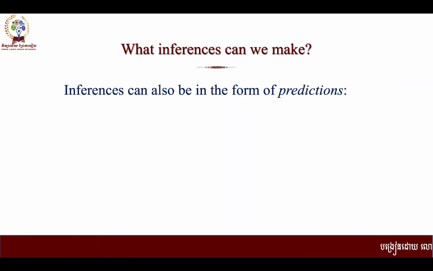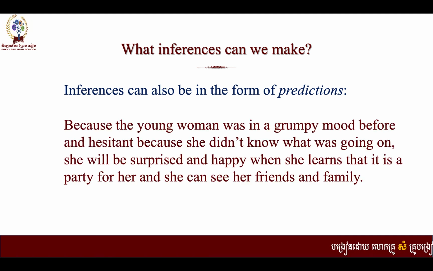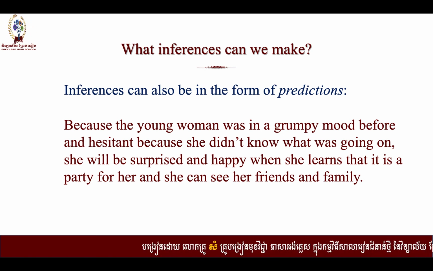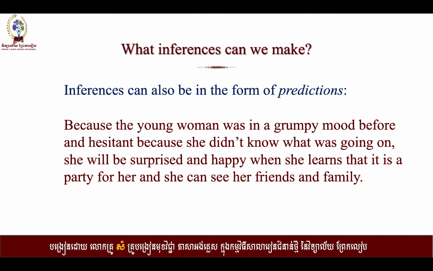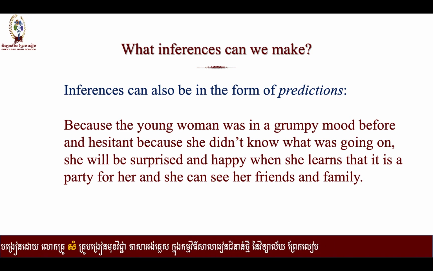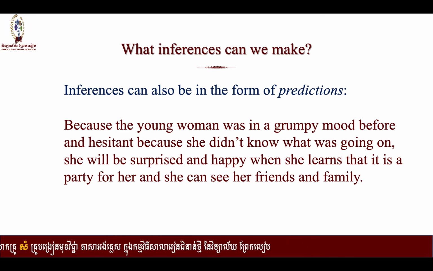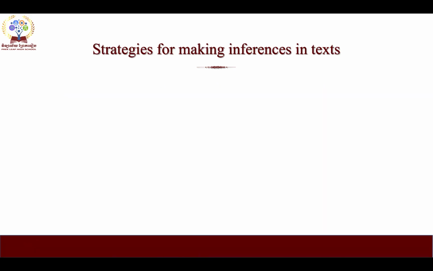And so inferences can also be made in the form of predictions, right? So we might say, because the young woman was in a grumpy mood before and hesitant because she didn't know what was going on, she will be surprised and happy when she learns that it is a party for her and she can see her friends and family, right? So we make a prediction. This is an inference, based on what we know happened in the text.